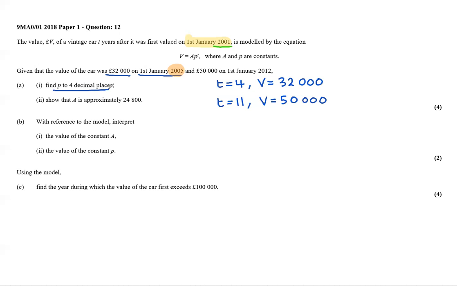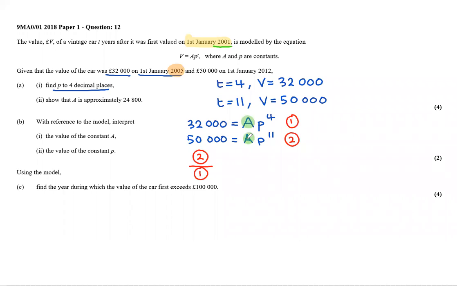So if I sub everything in, we're going to have 32,000 is equal to capital A P to the power 4. That's our first equation. And then 50,000 is equal to AP to the power 11. Now, we solve these simultaneously. You've done this many times. If you pay close attention, if we divide the equations, so equation 2 divided by equation 1, we can eliminate A from our equation.